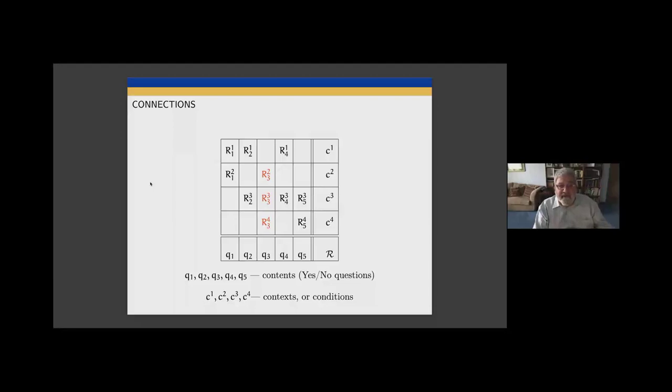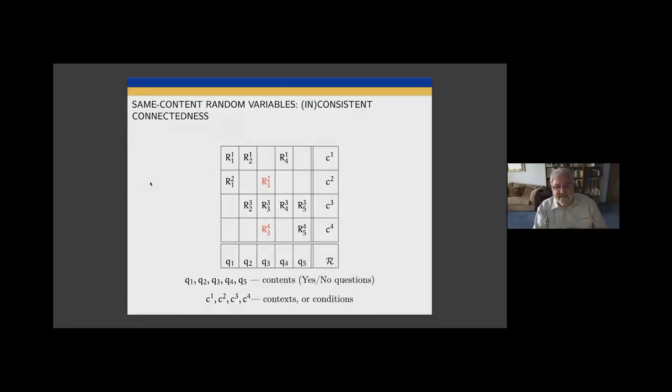Now, another way of arranging the random variables is in columns, according to which question they answer. So, for example, these three random variables, red colored now, they answer one and the same question, and these two random variables answer the same question. So the random variables within a single column are referred to as connections in our conceptual framework, and this allows us to classify the systems into consistently and inconsistently connected.